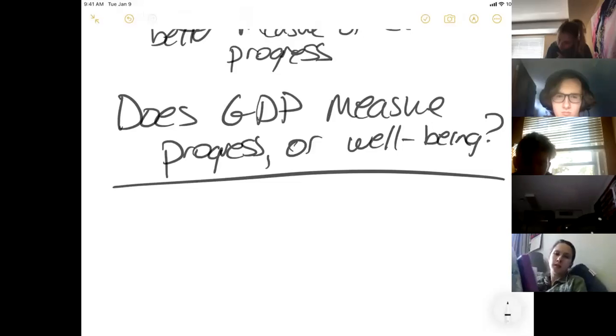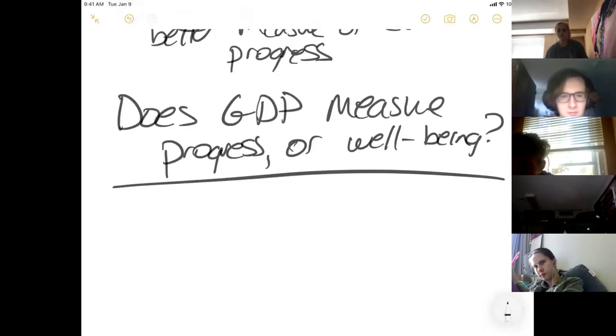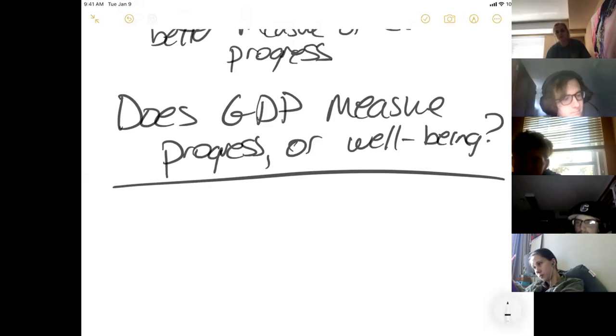If GDP goes up by 3%, can we all say that we're 3% better off? If GDP goes up by 5%, can we all say that we're 5% better off? Right? And you can probably guess the answer to that. No. I'm going to make the argument that GDP is probably about as good a measure of well-being as we can get, but that does not mean that it is a perfect measure of well-being. GDP, in fact, misses a lot.